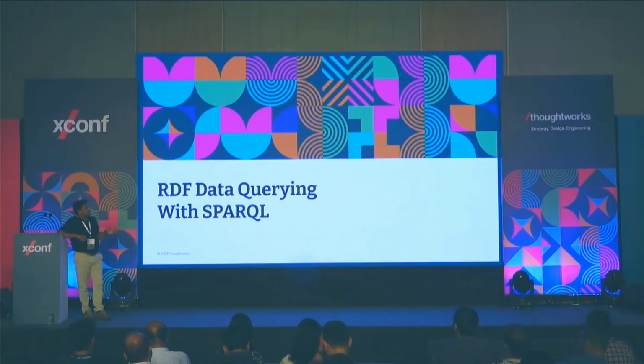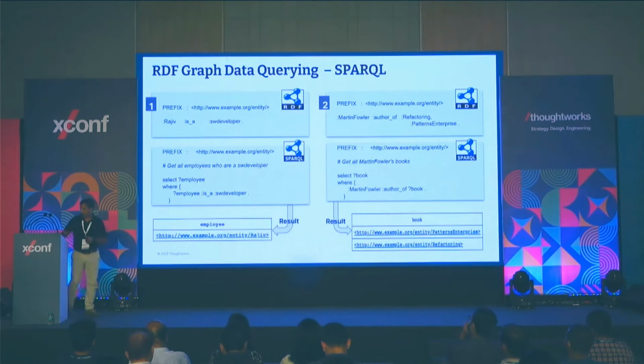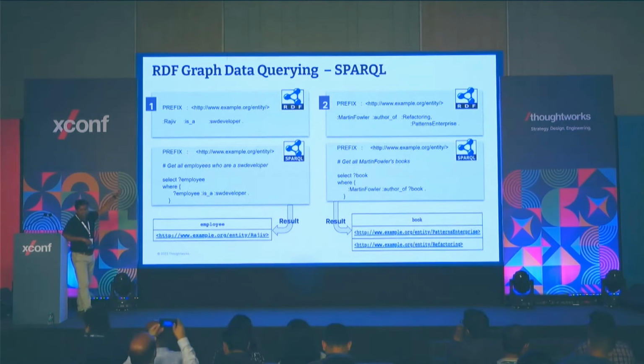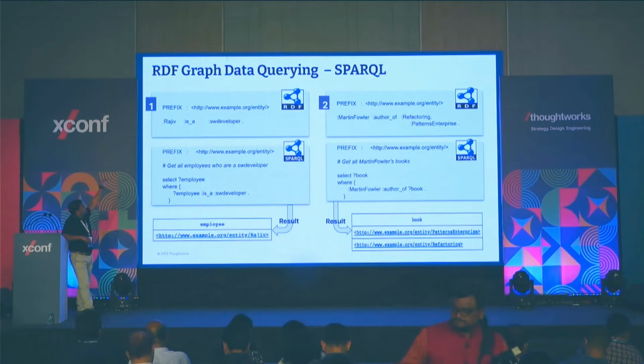So now that we have defined our RDF model and created the model itself, we will try and query the RDF model using a SPARQL query. Say, for example, in the database you have developed, you have only one triple, which is Rajiv is a software developer, right? Now, what if you want to select that particular triple and get the result using a SPARQL query?